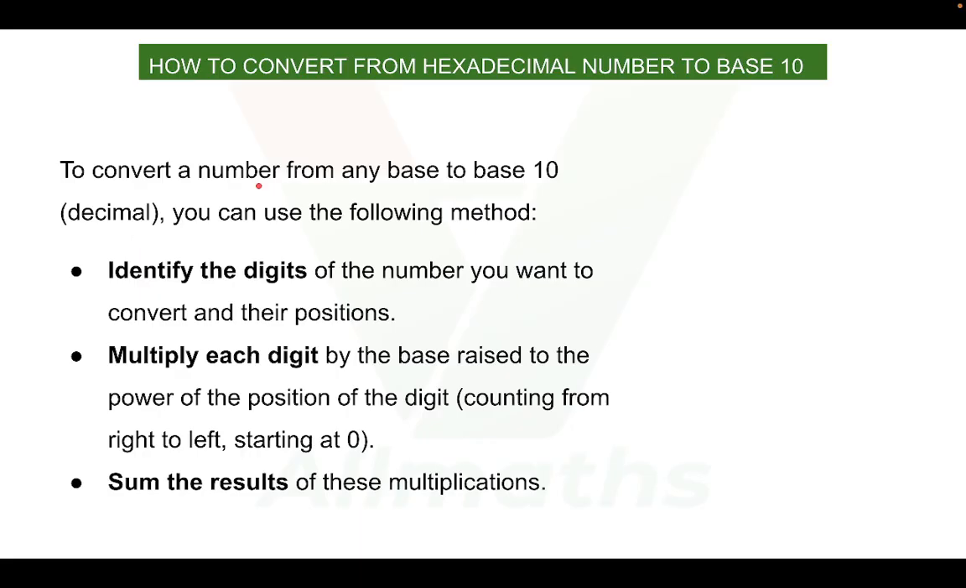Previously, I've explained how to convert a number from any given base to base 10. We follow these procedures. You first identify the digits of the number you want to convert and their position. Then you multiply each digit by the base raised to the power of the position. And this time around, we're counting the position from the right to the left, starting at 0. Then you sum these results together. We're still following this procedure in this hexadecimal example.